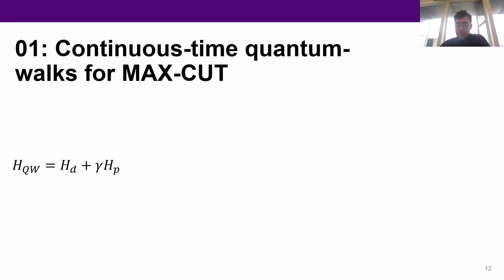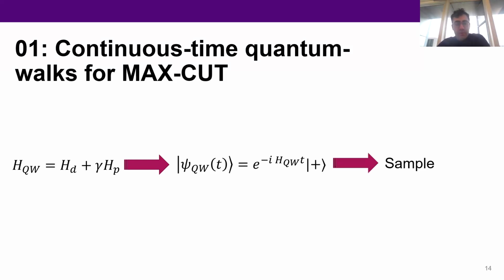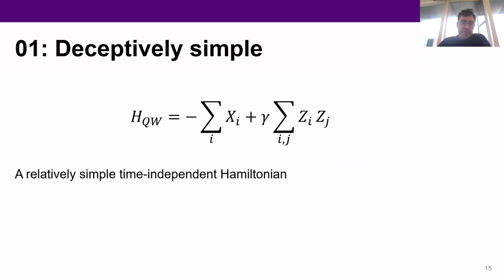We take this time-independent Hamiltonian and evolve our system from the ground state of the drive Hamiltonian for some time t. After that, we sample and hope we find good quality solutions to our max cut problem. This Hamiltonian, the quantum walk Hamiltonian, appears, I think, deceptively simple. Part of this talk is building up the language we need to reason about its behavior, where exact diagonalization is prohibitively difficult.